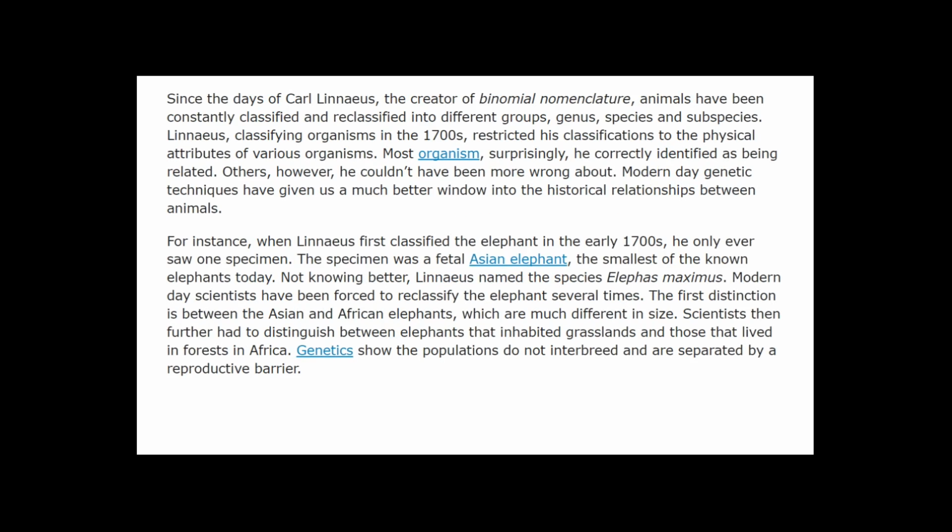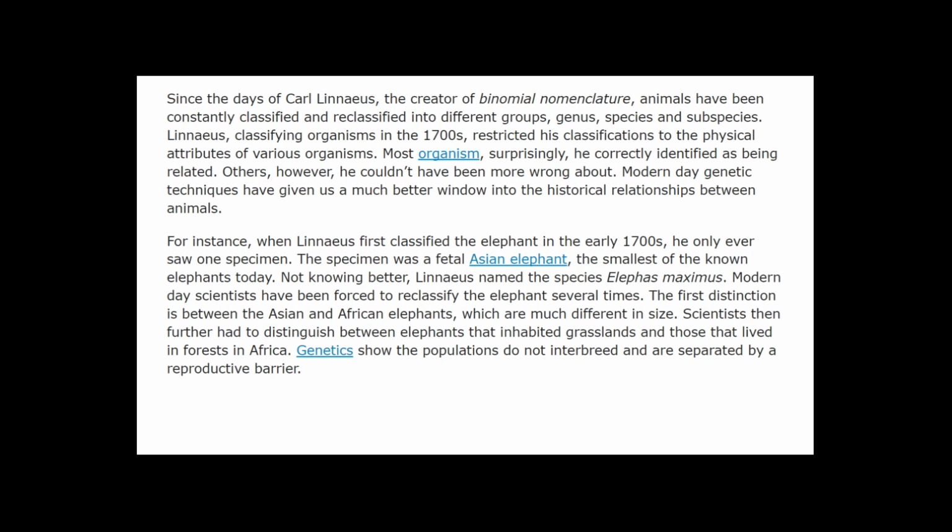And going on from that, since the day of Carl Linnaeus, the creator of binomial nomenclature, animals have been constantly classified and reclassified into groups: genus, species, and subspecies. So we can also refer to a subspecies, although some people query the efficacy of this.